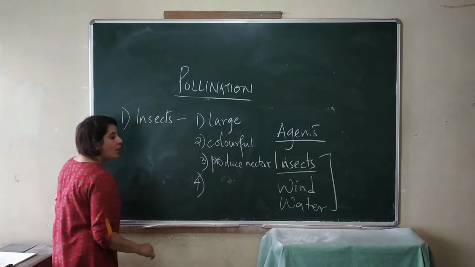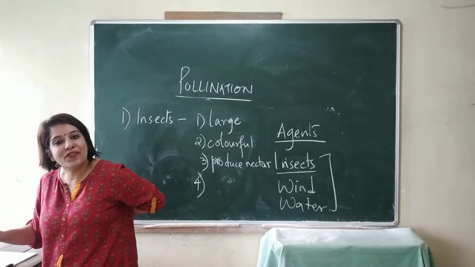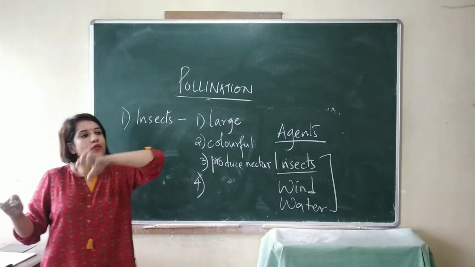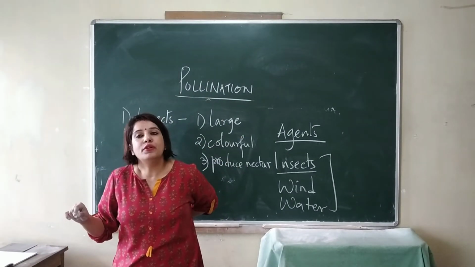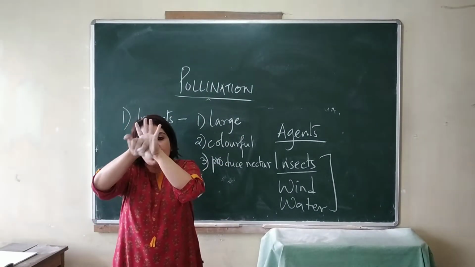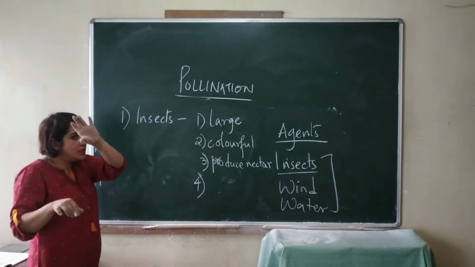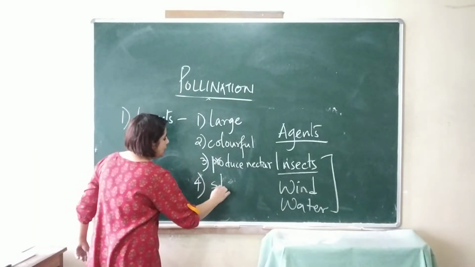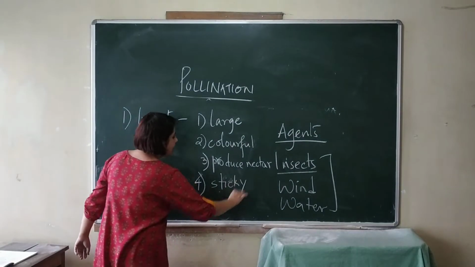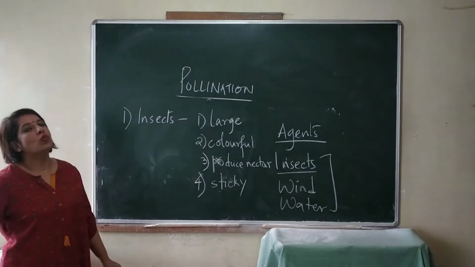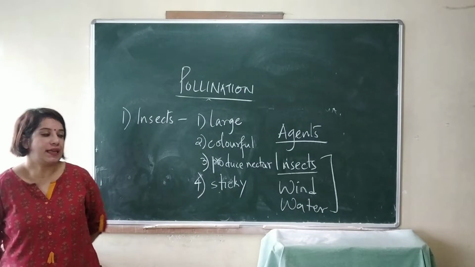Number four, now the pollen grains have to stick on their body, isn't it? So that when they go to another flower, the pollen grains stick to their wings or to their body. So the pollen grains should be sticky, so that it sticks on the body of the insect.